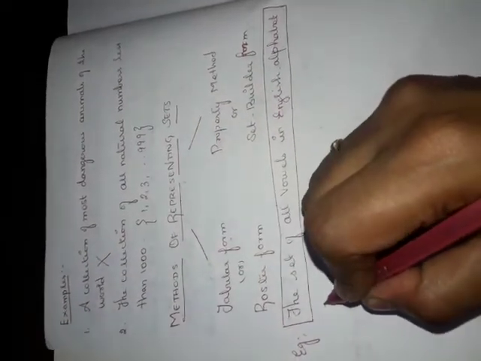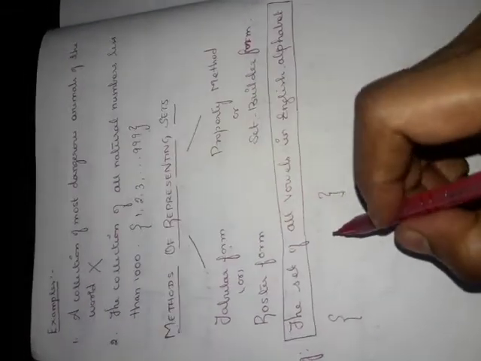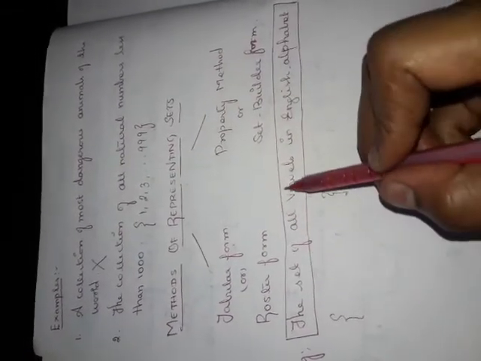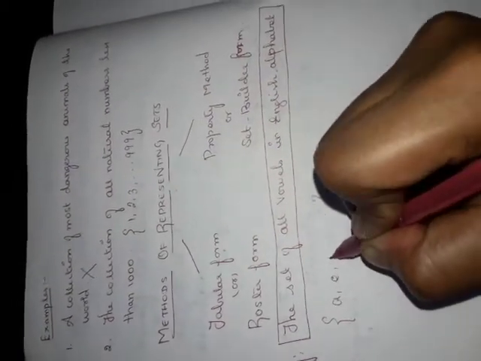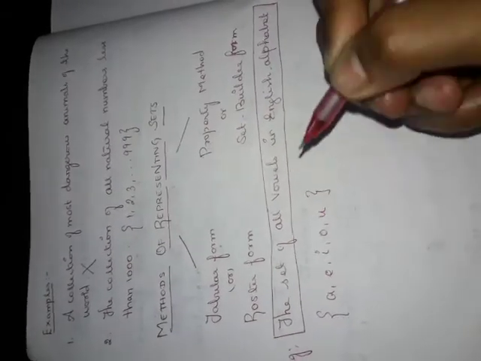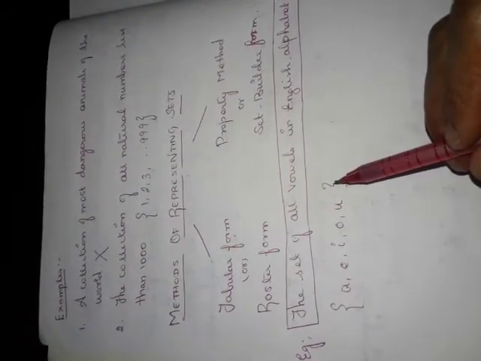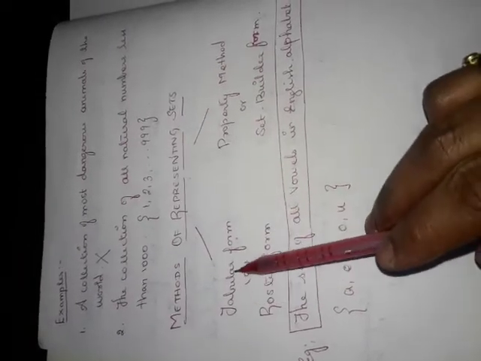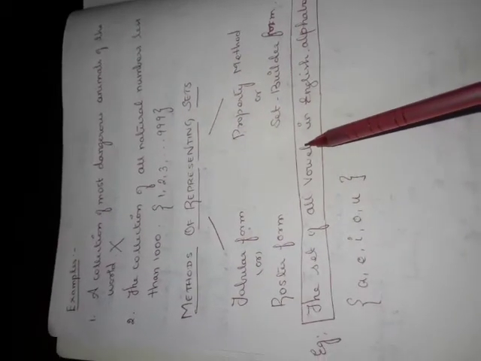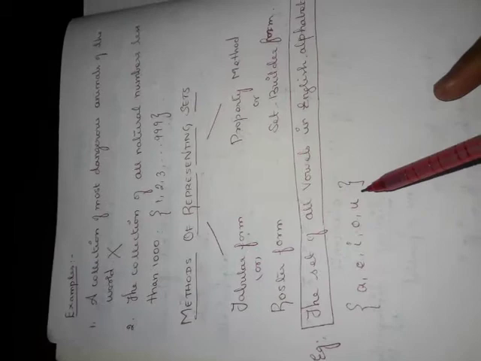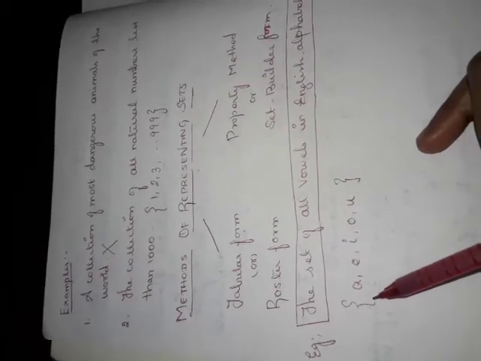So in the tabular form we will express it within the flower braces, and the elements are separated by commas. The set of all vowels in English alphabet. Which are all vowels in English alphabet? A, E, I, O, U. So this is called tabular form or roster form. From the name itself we can suggest that the method is to express all the values of the statement separated by commas inside the flower braces, right?